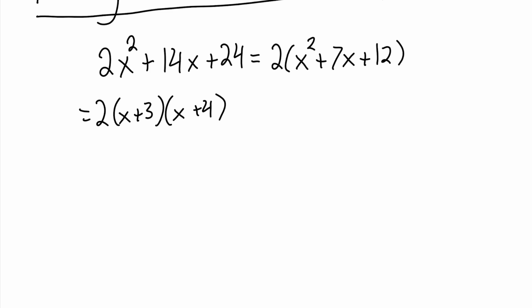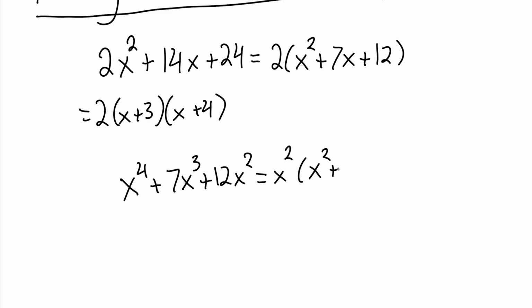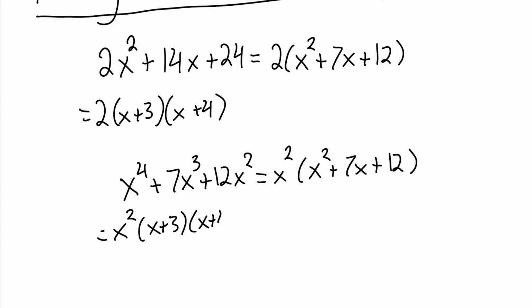And by the way, this also works. Sometimes we might see something like x to the 4th plus 7x cubed plus 12x squared. And we might think, okay, well, that's not a quadratic. So maybe we can't factor that. But you could pull an x squared out of everything first and get x squared plus 7x plus 12. And now it is a quadratic, right? Now it's x squared times x plus 3 times x plus 4. So always look for that greatest common factor before you do anything.